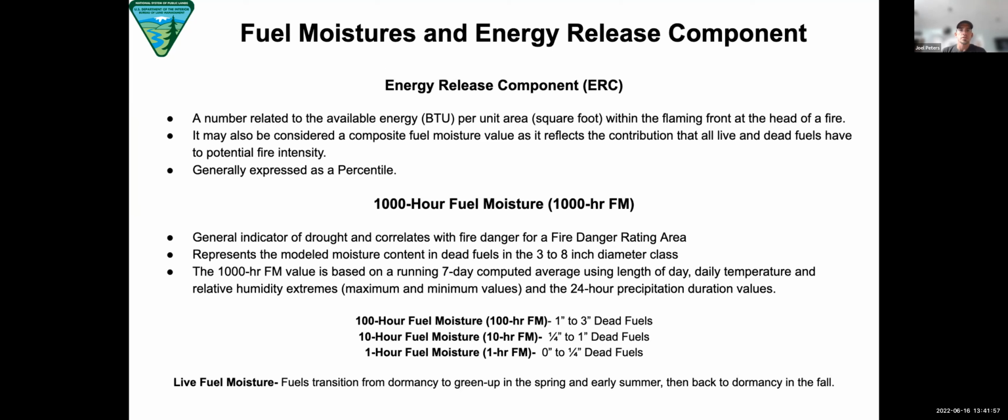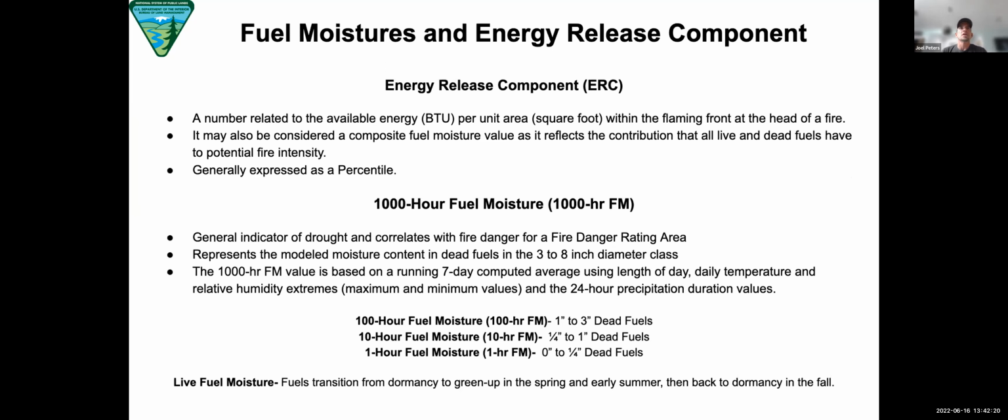So we'll kind of cover some fuels and wildland fire stuff here. So first chunk, for those that are kind of new to this, is we'll cover some of what we're going to be looking at. So we're going to be looking at the energy release component, which is one of the indices that we utilize to see where we're at as far as fire conditions are in the landscape.